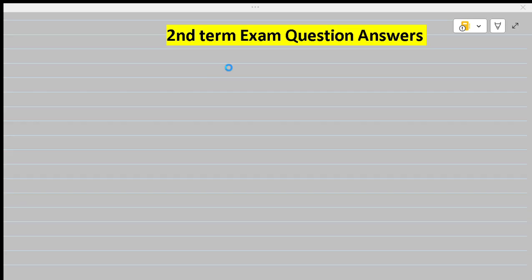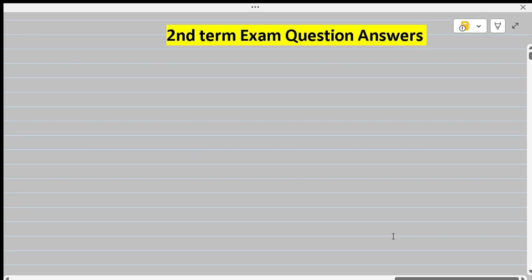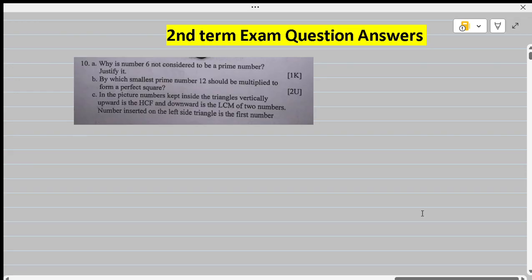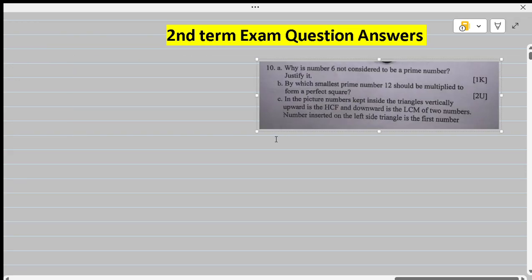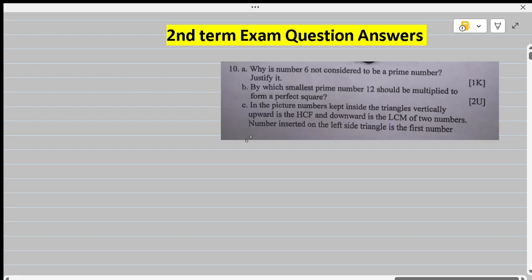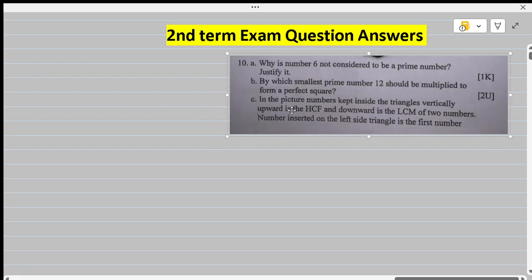Okay, question 10, parts A, B, C, let's see. What's here in 10 C? First question, why is 6 not considered to be a prime number?